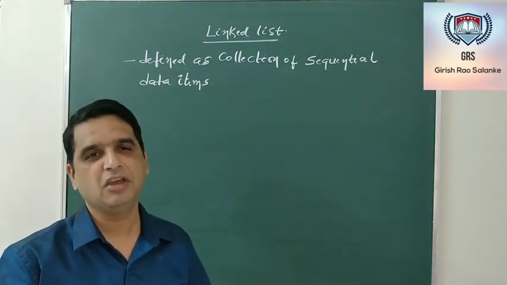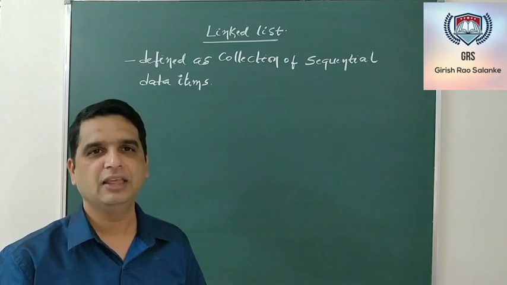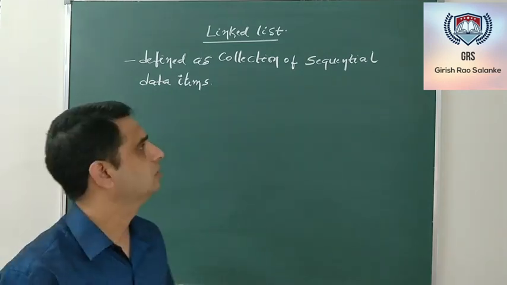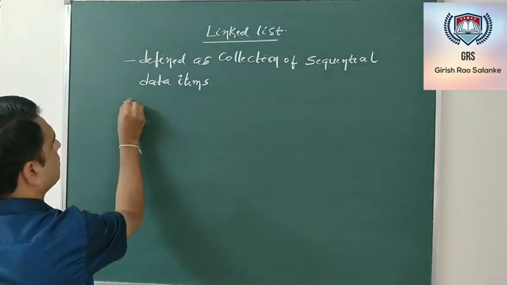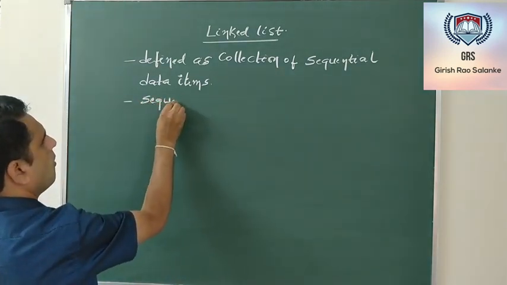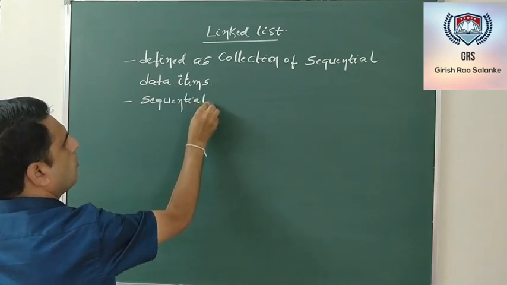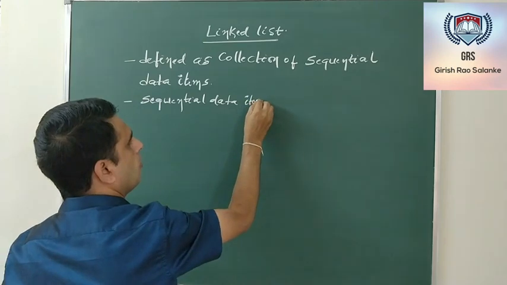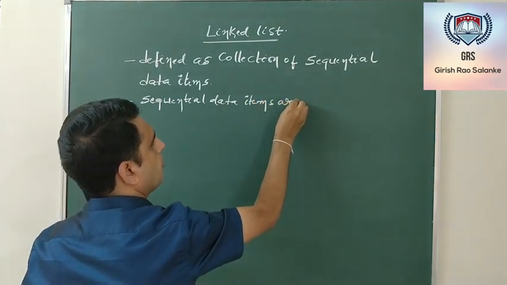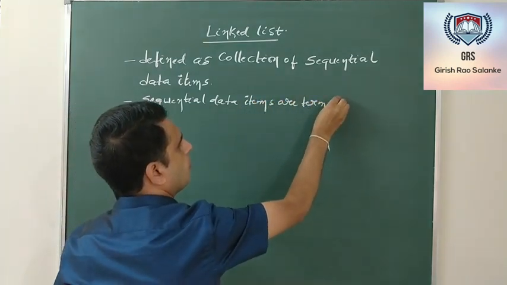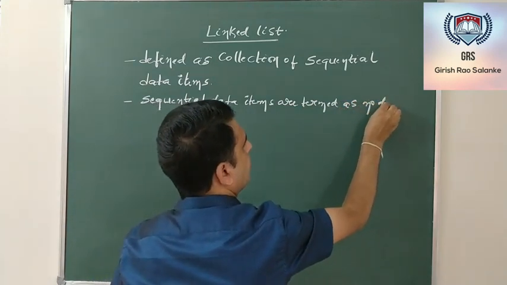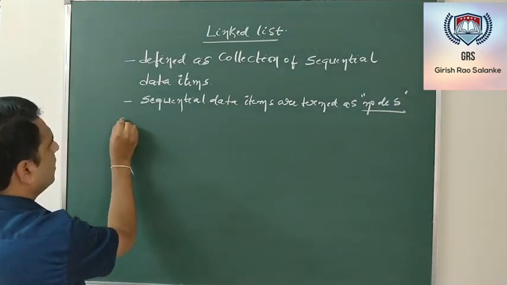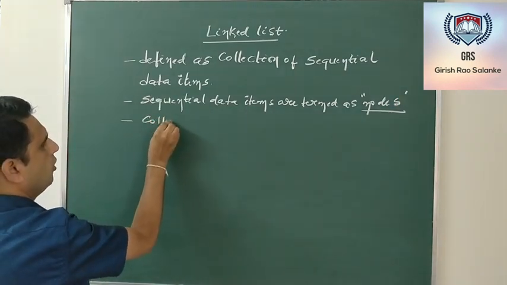a collection of sequential data items, and generally these sequential data items in case of linked list are called nodes. So in that aspect, I can define linked list as a collection of nodes.